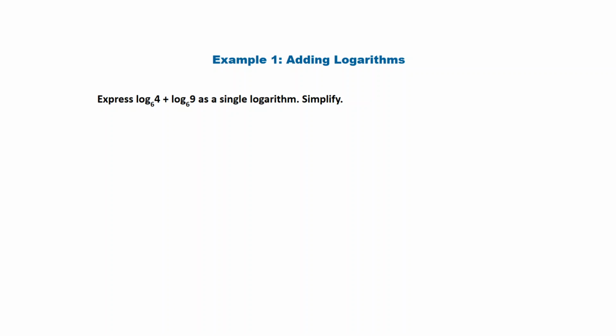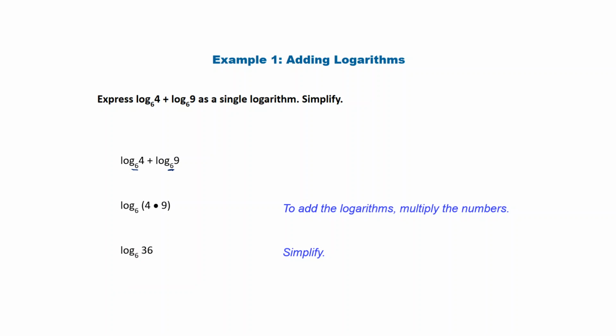All right, so let's do our first example. Here it says express log base 6 of 4 plus log base 6 of 9 as a single logarithm, and then simplify. So let's think about what we have to do and what we know. So we have log base 6 of 4 plus log base 6 of 9. These are the same bases, so that means we can follow our rules. To add logarithms, we just have to multiply the numbers. So we're going to multiply 4 times 9. So it's time to simplify now: log base 6 of 36.